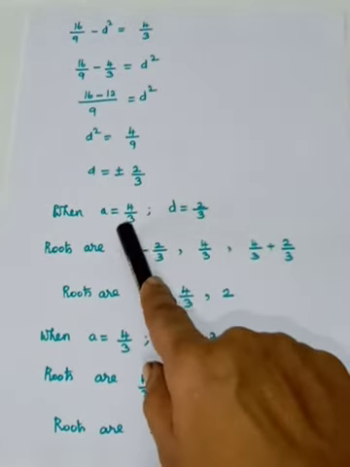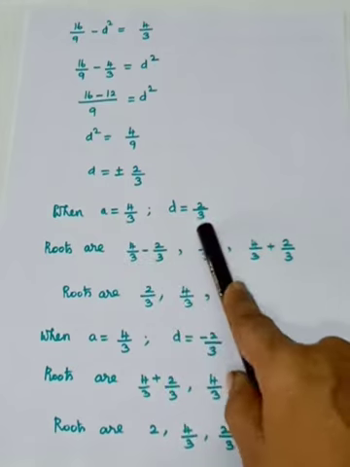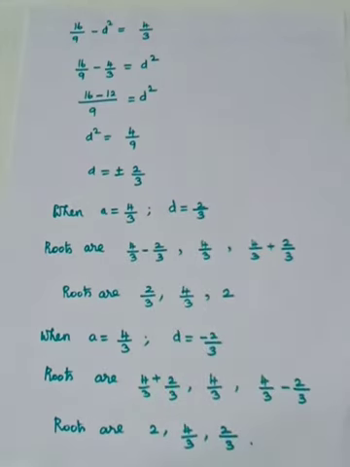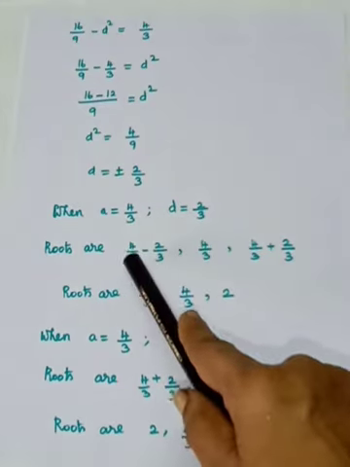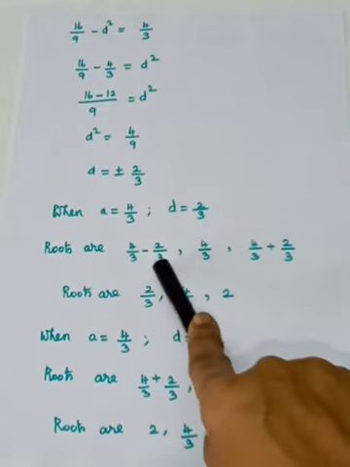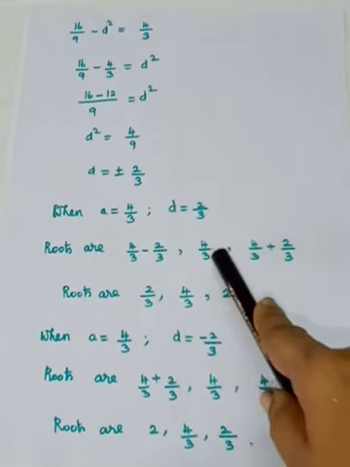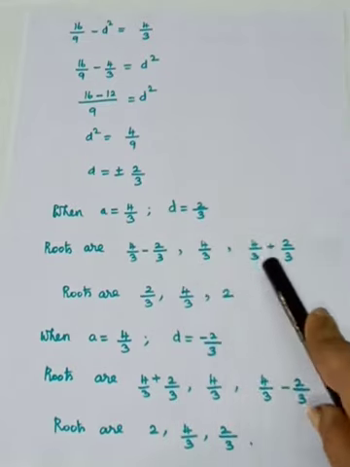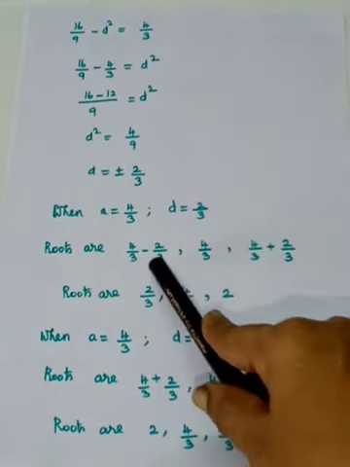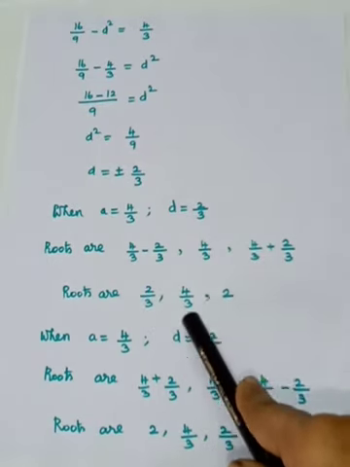If you take a, we have found 4 by 3. And d, if you take the positive value, so the roots we have taken are a minus d, so 4 by 3 minus 2 by 3, next a, so 4 by 3, and a plus d. Okay, if we simplify, it is 2 by 3, 4 by 3, 2.